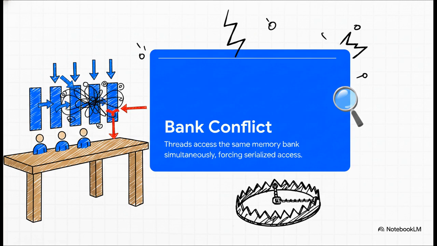It's called a bank conflict. You see, shared memory is divided into individual banks, and each bank can only handle one request at a time. A bank conflict happens when more than one thread attempts to access the exact same memory bank at the exact same time. When this happens, the hardware literally forces the GPU to serialize the requests, just lining them up, one after another. And that completely destroys your parallel performance.